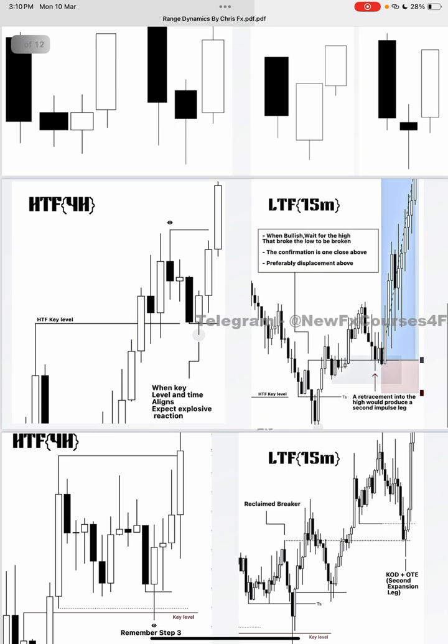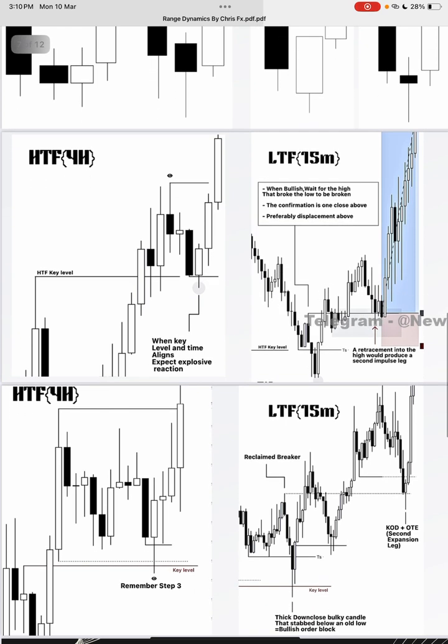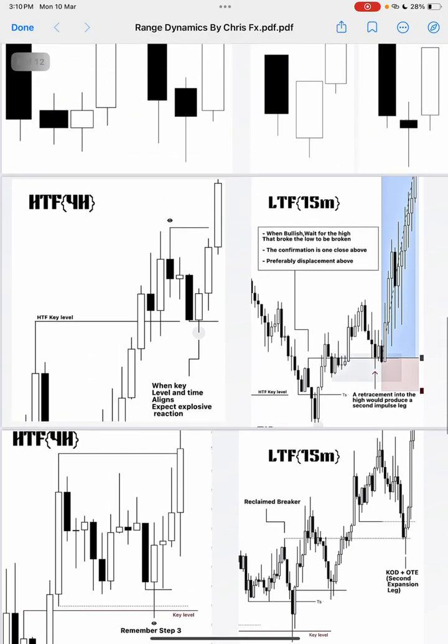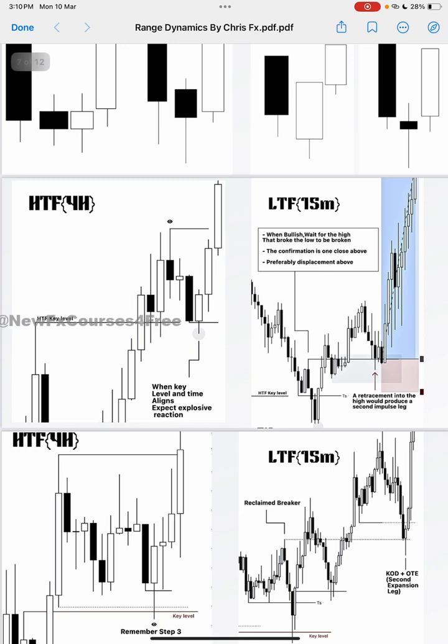So here are some diagrams. You guys have this PDF and you have gone through it before. I'm just trying to make a video on it, and I'll still go to the live chat.